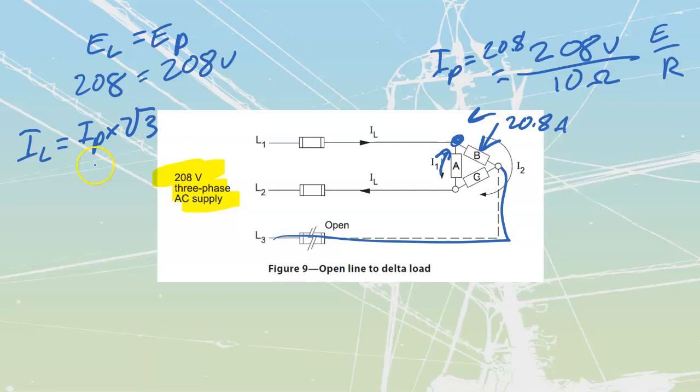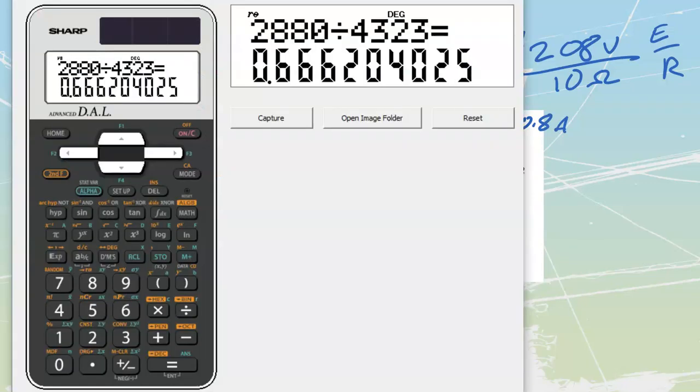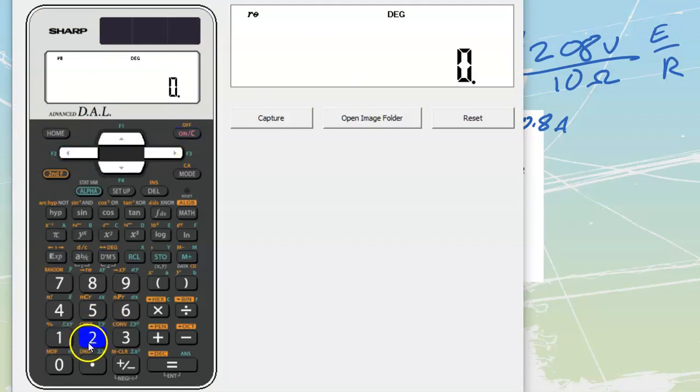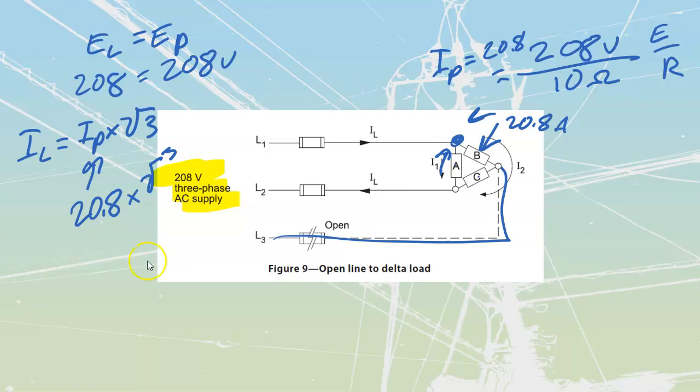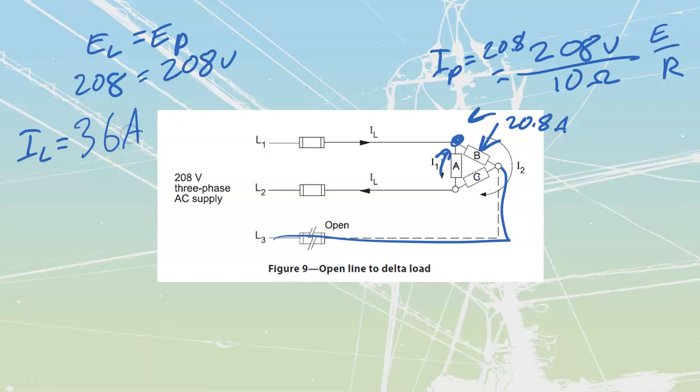So we're going to take my I phase, 20.8, and multiply that by root 3. Which gets me to a value of line current of 36 amps. We end up with a line current of 36 amps. I'm just going to erase all of these calculations and say 36 amps as my line.